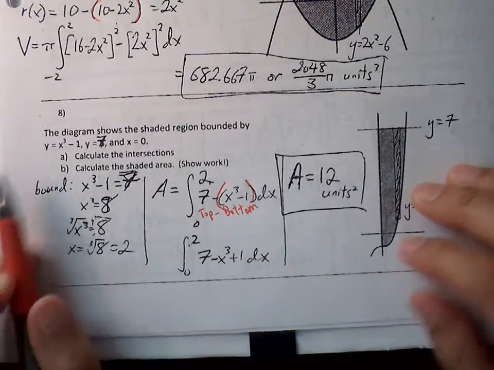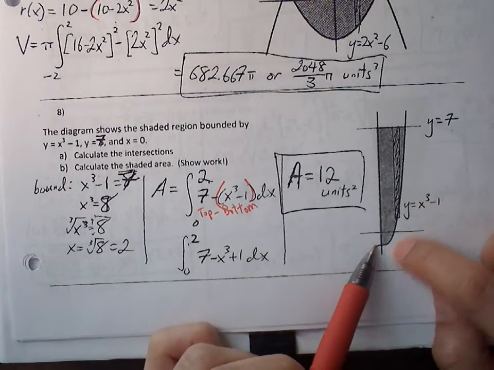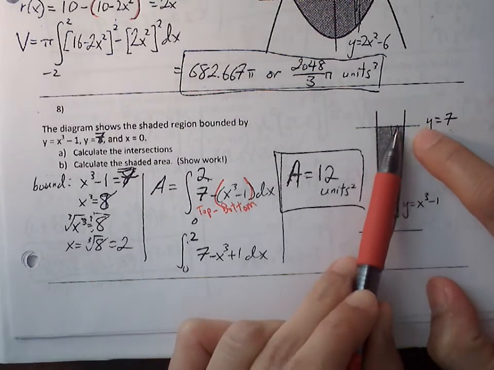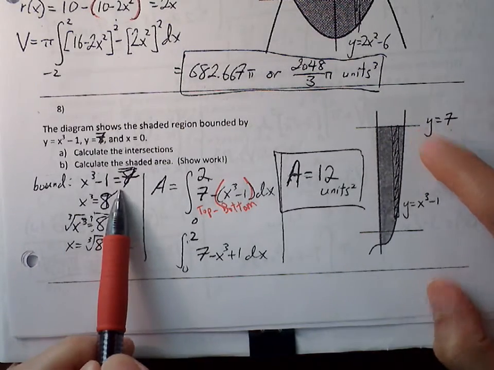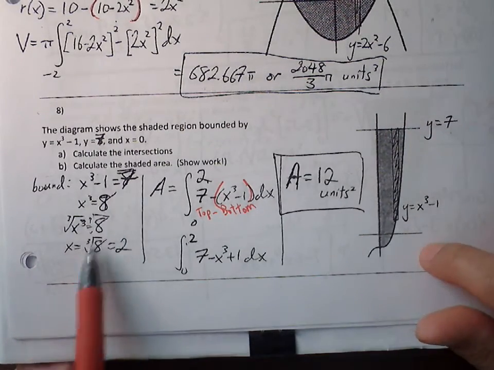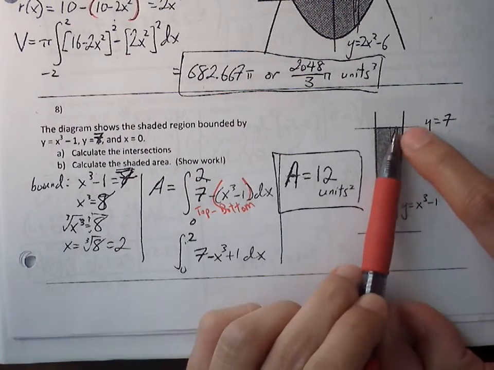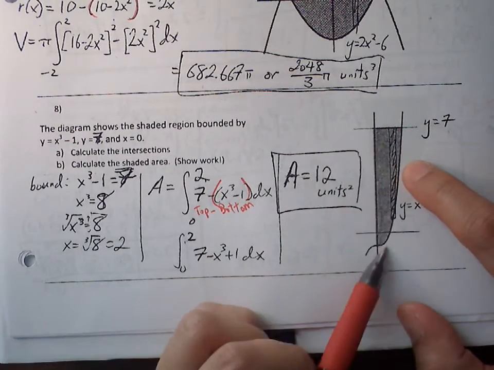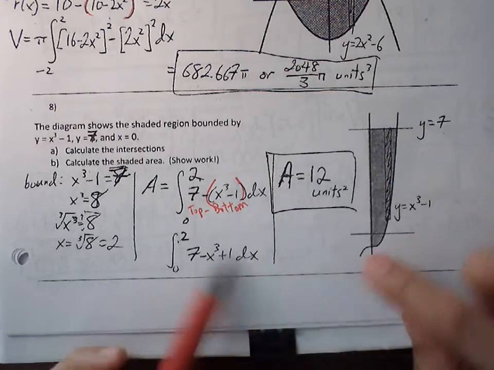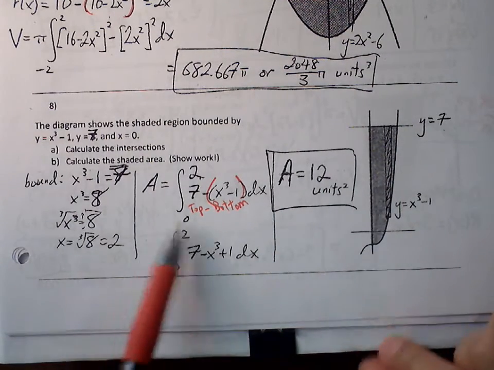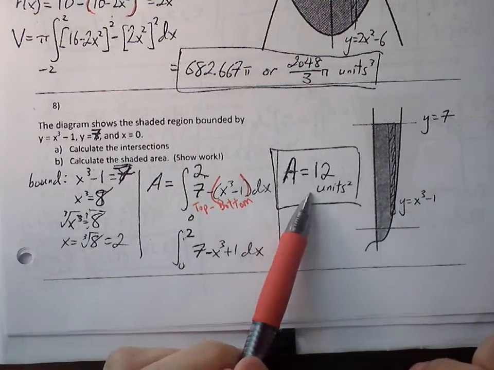And also, yes, we have to find our intersections, so we set y equals x cubed minus 1 equal to 7, and when we solve for x, we get x cubed equals 8, x equals 2. So our right bound is 2, and we can tell the left bound is going to be this vertical line at 0, so from 0 to 2. Enter in our calculator, we get 12 square units.